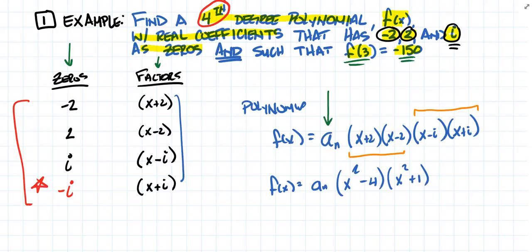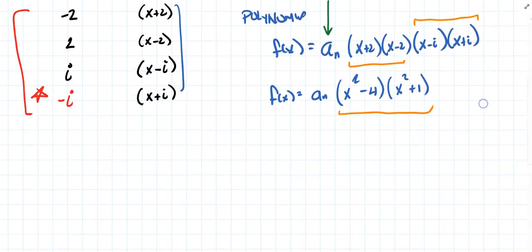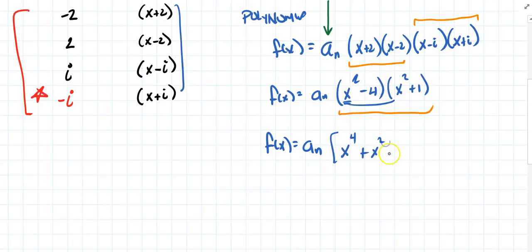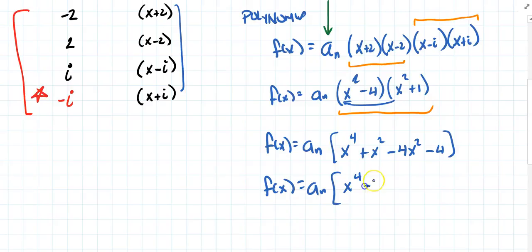Okay, so I have x squared plus 1, and I have an x squared minus 4. Now I'm going to go ahead and multiply these together, and you can use the box method or FOIL or whatever you want. I'll use FOIL. So f of x is going to be my constant times: first is x to the 4th, outer, plus an x squared, inner, minus 4x squared, and last, minus 4. Simplifying, this gives me x to the fourth minus 3x squared minus 4.